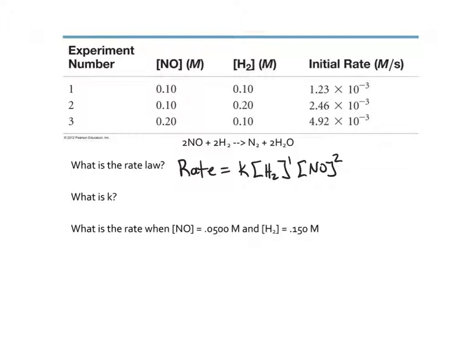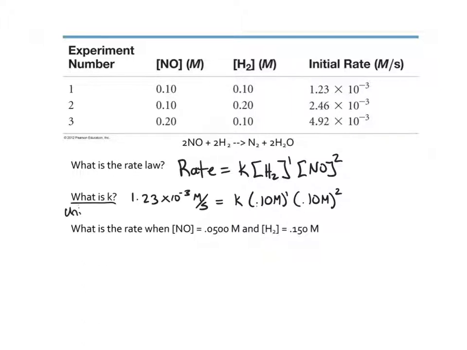So the next thing I can do is calculate k. And what I do is pick one experiment. And I plug in the concentrations for NO and H2 and the rate into my rate law and simply use algebra to solve for k. I'm going to use experiment 1. So here I plug in the numbers and I have everything except k. When I ask what is k, what I really mean is calculate k.